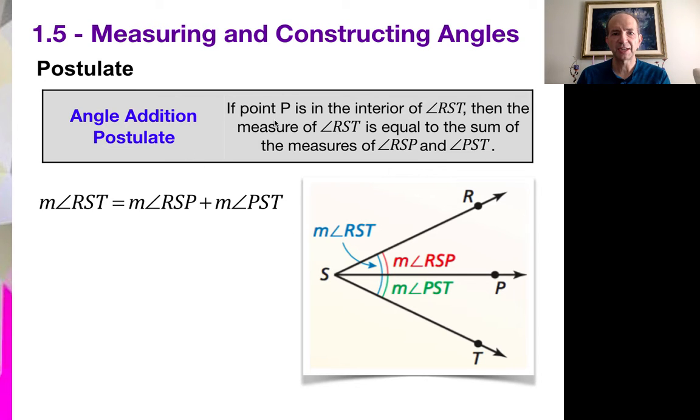So the angle addition postulate, so this is the formal postulate: if point P is in the interior of RST, then the measure of the angle formed with ray SR, so RS and then P, and the measure of PST are added together. It is equal to the sum of the measures. Then the measure of RST is equal to the measures of these two smaller angles added together.